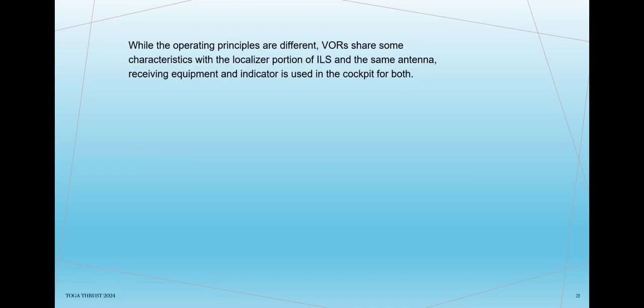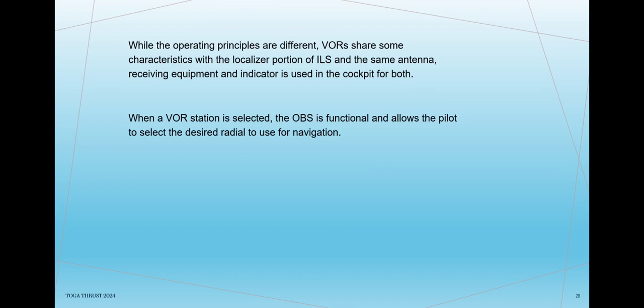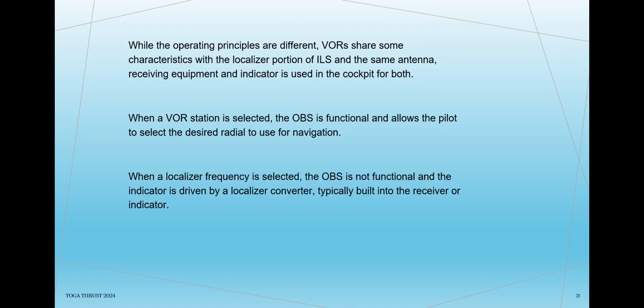While the operating principles are different, VORs share some characteristics with the localizer portion of ILS, and the same antenna, receiving equipment and indicator is used in the cockpit for both. When a VOR station is selected, the OBS is functional and allows the pilot to select the desired radial to use for navigation. When a localizer frequency is selected, the OBS is not functional and the indicator is driven by a localizer converter, typically built into the receiver or indicator.